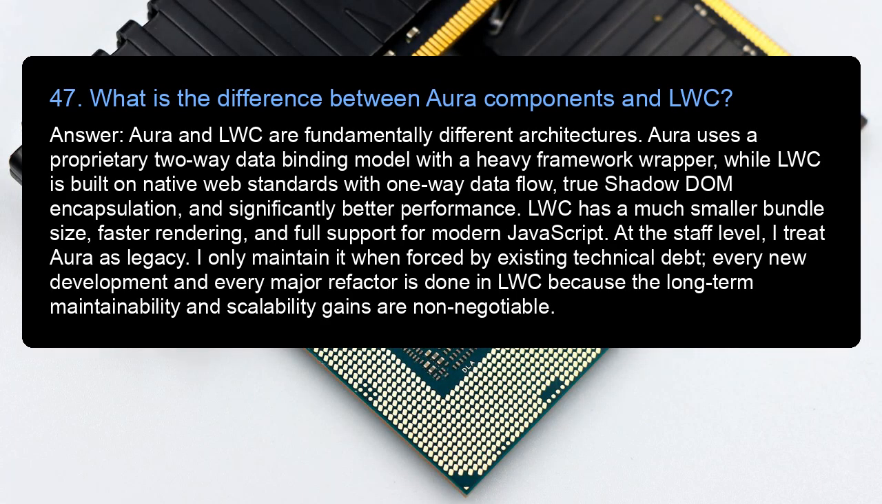47. What is the difference between Aura components and LWC? Answer: Aura and LWC are fundamentally different architectures. Aura uses a proprietary two-way data binding model with a heavy framework wrapper, while LWC is built on native web standards with one-way data flow, true shadow DOM encapsulation, and significantly better performance. LWC has a much smaller bundle size, faster rendering, and full support for modern JavaScript. At the staff level, I treat Aura as legacy.